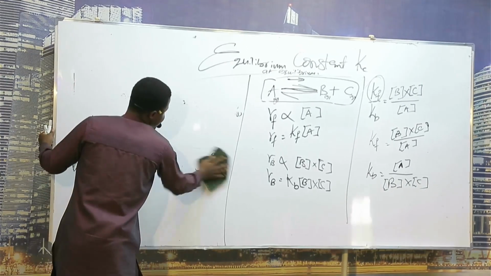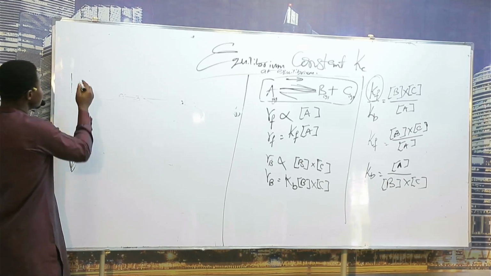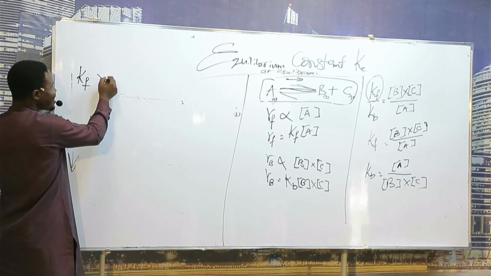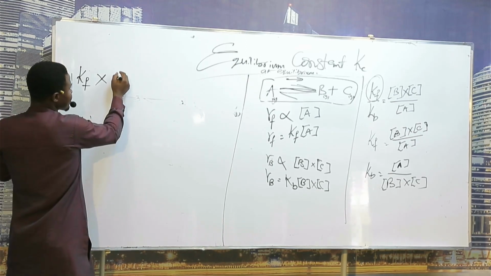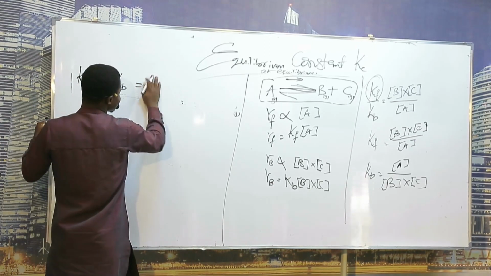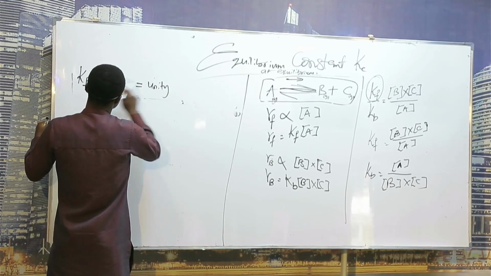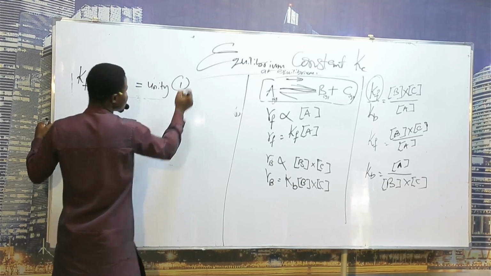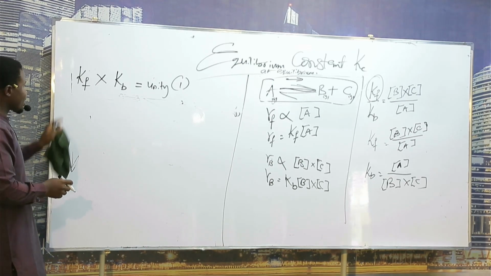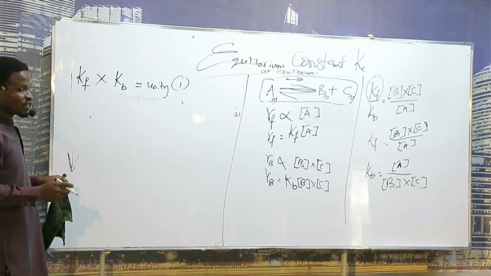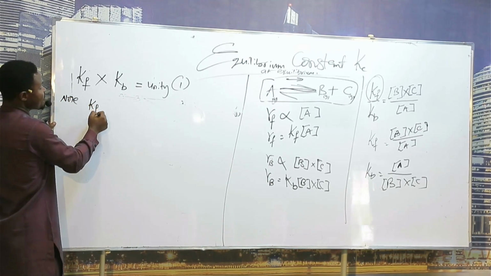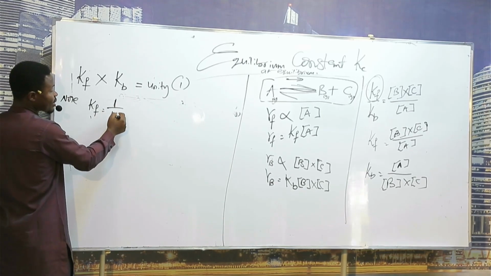Then you complete it here. The KF times KB is equal to 1, is equal to unity. Just write it. KF times KB is equal to unity, which is 1. KF times KB is equal to what? Unity, which is what? 1. Note, KF is 1 over KB.